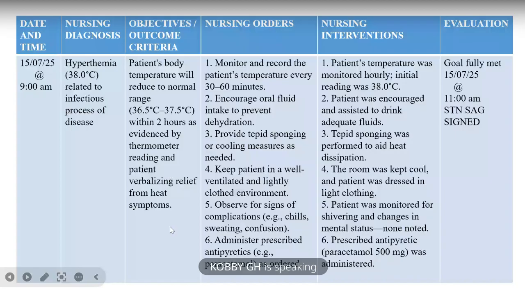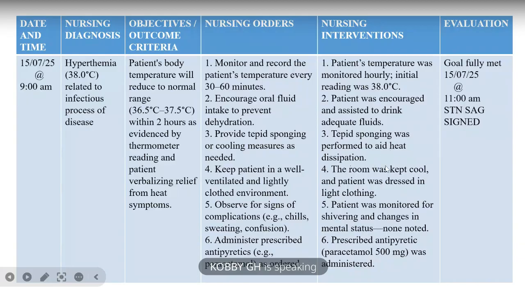Nursing orders: monitor and record the patient's temperature every 30 to 60 minutes. Then, patient body temperature was monitored hourly. Initial reading was 38 degrees Celsius. Now, the next one, encourage oral fluid intake to prevent dehydration. Patient was encouraged and assisted to drink adequate fluids. Provide tepid sponging or cooling measures as needed. Tepid sponging was performed to aid heat dissipation.